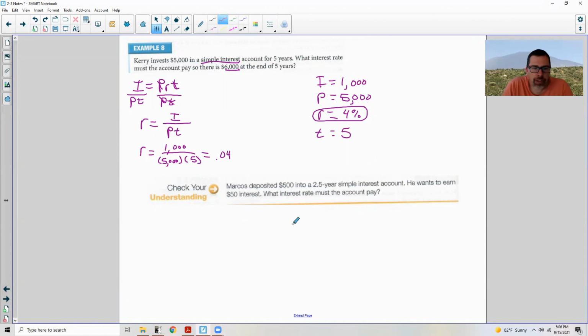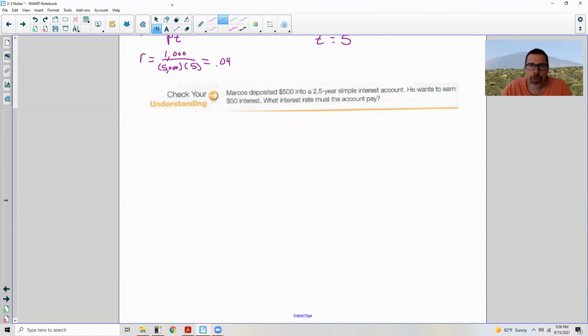Okay. Now it says, check your understanding, pause the video, see if you can do this. And here we go. Marcos deposited $500 into a 2.5-year simple interest account. Simple interest, I equals PRT, I equals, P equals, R equals, T equals. Deposited 500 is principal, 2.5 years is time. He wants to earn $50 in interest. What's the rate? R is what we don't know.